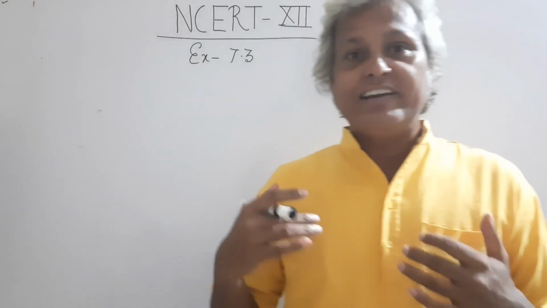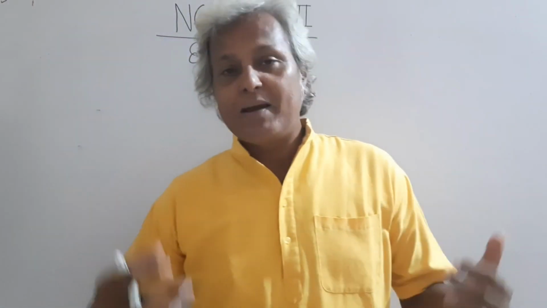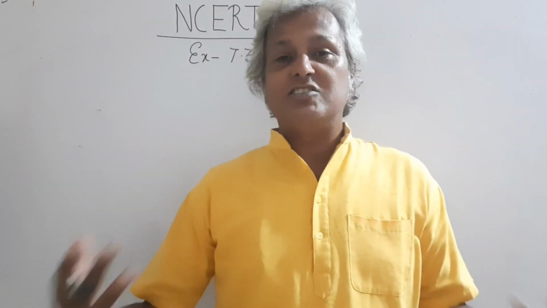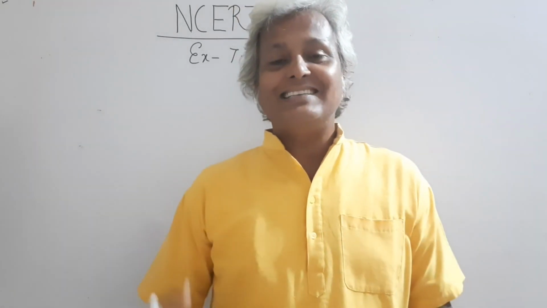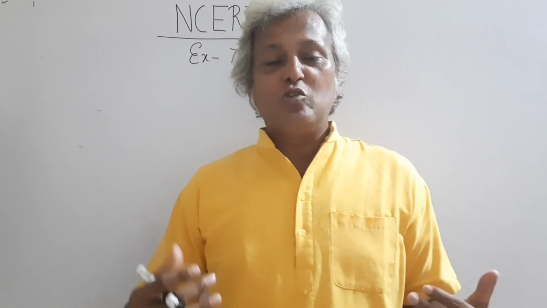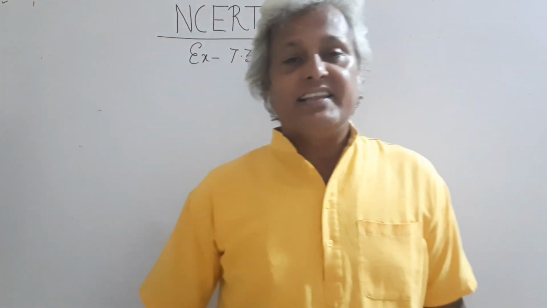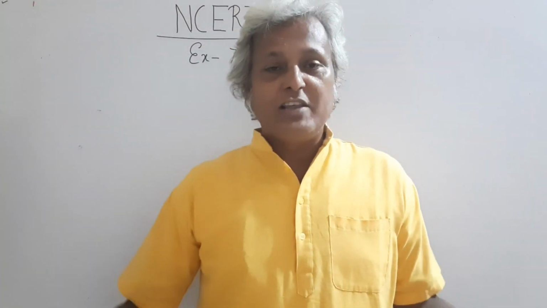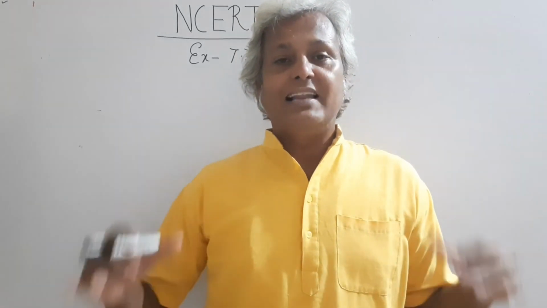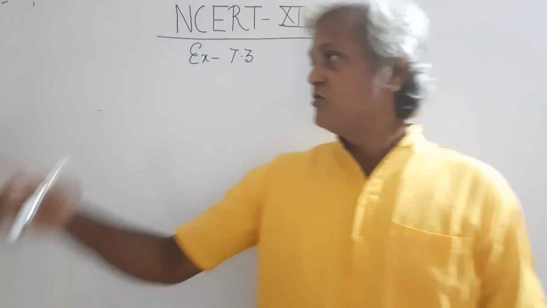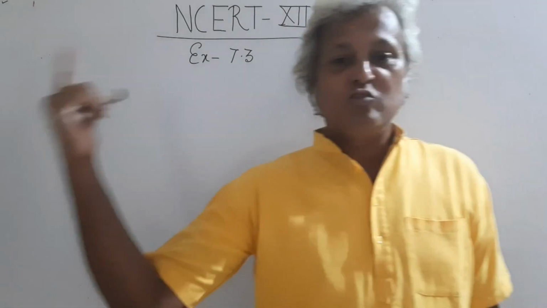And right now, even in the 21st century, the perspective of determining a person as smart or dumb is based on how smart he is in his calculations. Because those who are smart in mathematics are smart everywhere. So without wasting much of your time, let's directly go and start solving exercise 7.3.